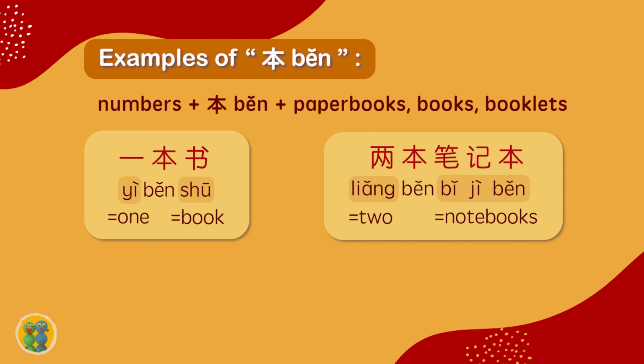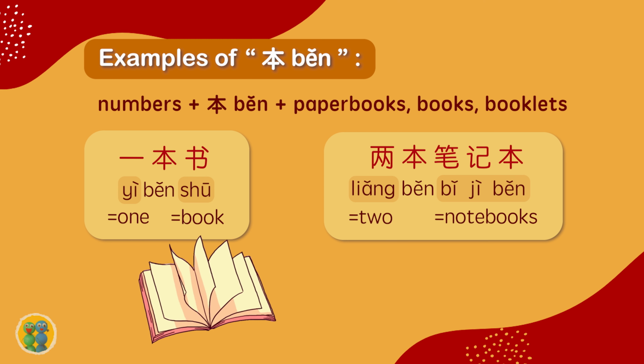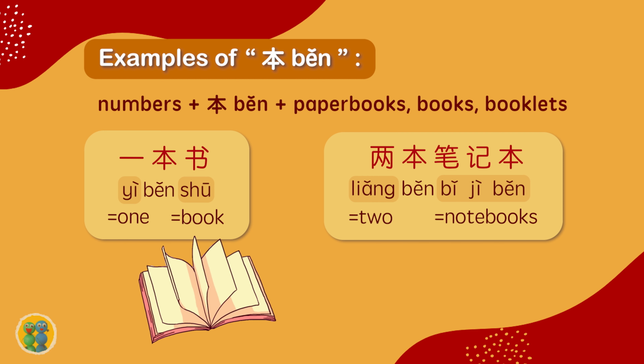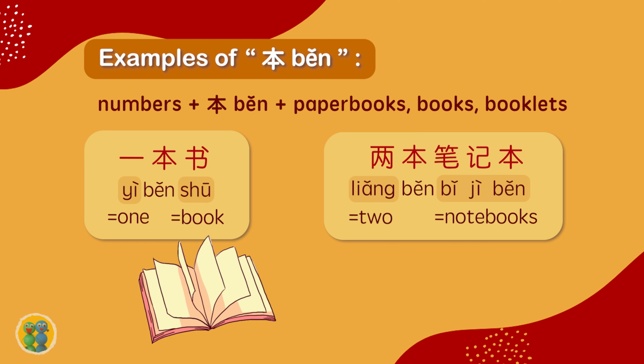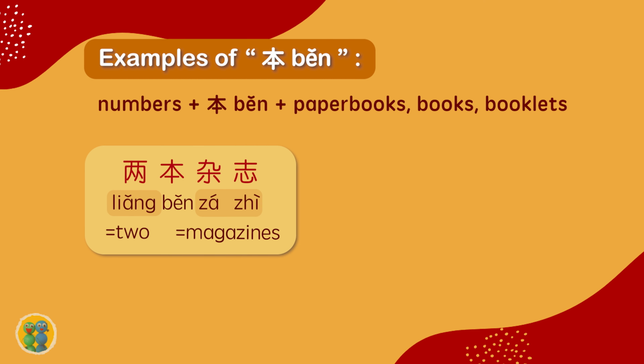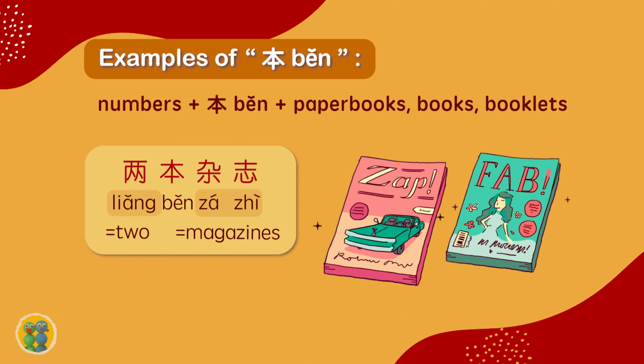Examples of 本. 一本书. It means one. 书 means book. 两本笔记本. 两 means two. 笔记本 means notebooks. 两本杂志. 两 means two. 杂志 means magazines.